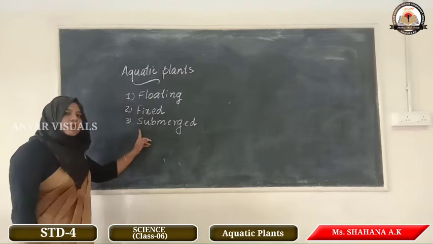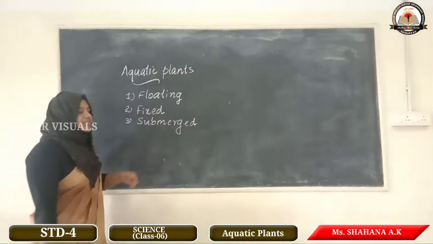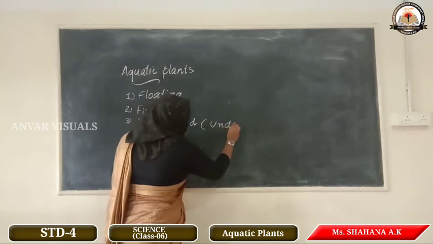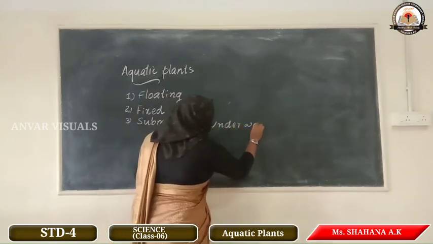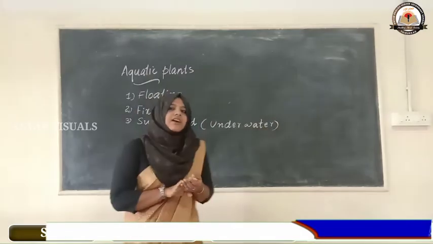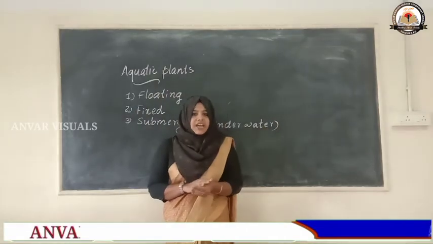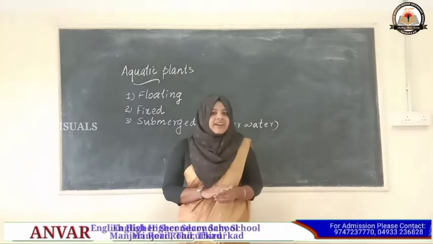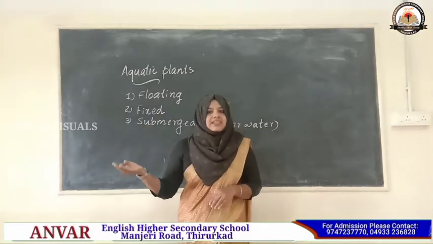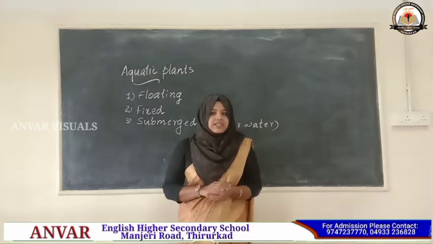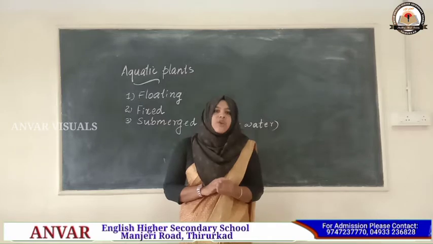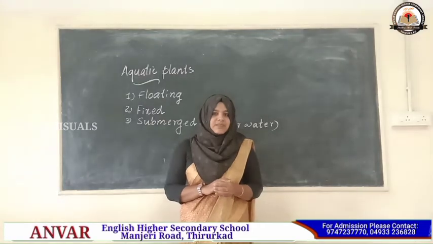These submerged aquatic plants also have another name, that is underwater aquatic plants. So these are the three types of aquatic plants: floating, fixed and submerged or underwater. Then we have to study in detail about the floating aquatic plants.